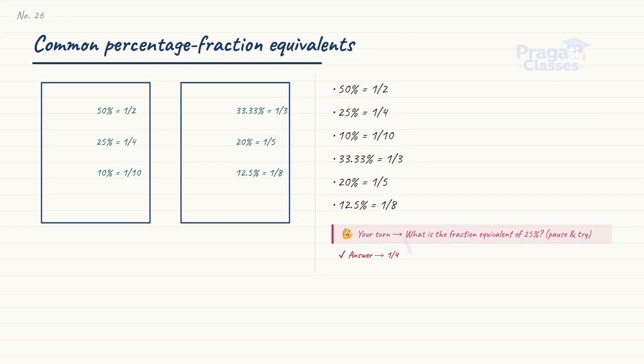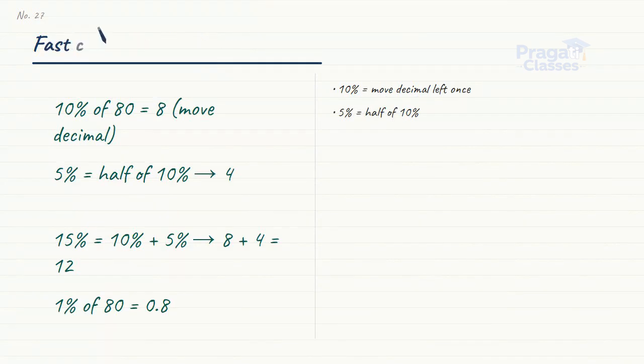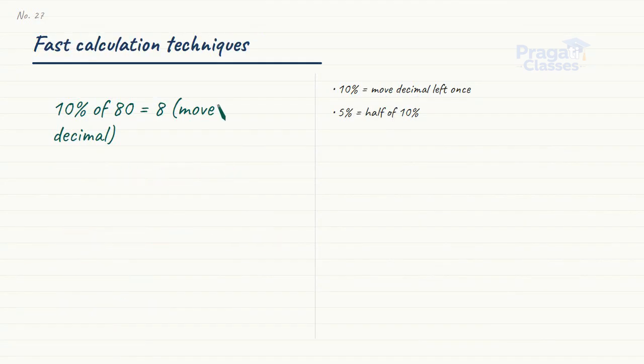Why does this matter? Say you're splitting a pizza with 3 friends and you each get 33.33% of it, that's just 1/3 of the pizza. These pairs make mental math lightning fast. Here's one for you, what's the fraction equivalent of 25%? Pause the video and work it out. Ready? It's 1 over 4.